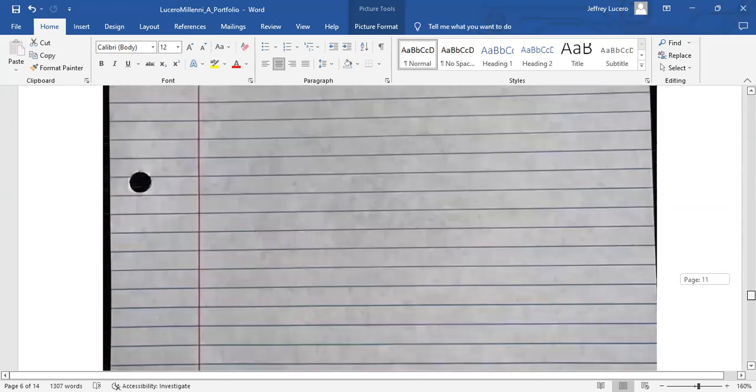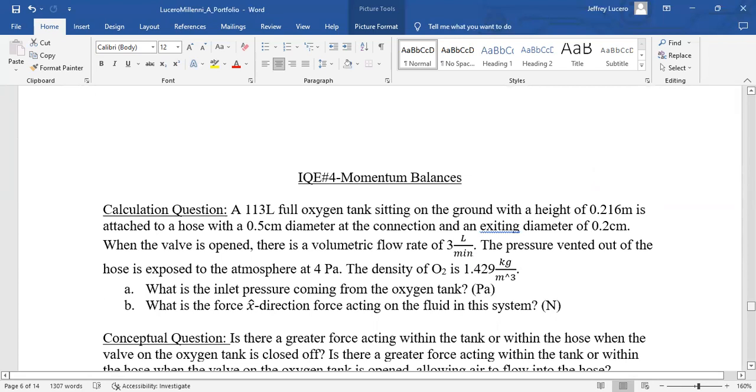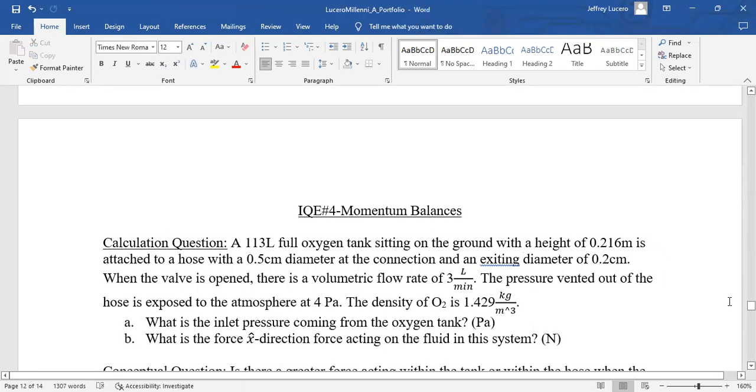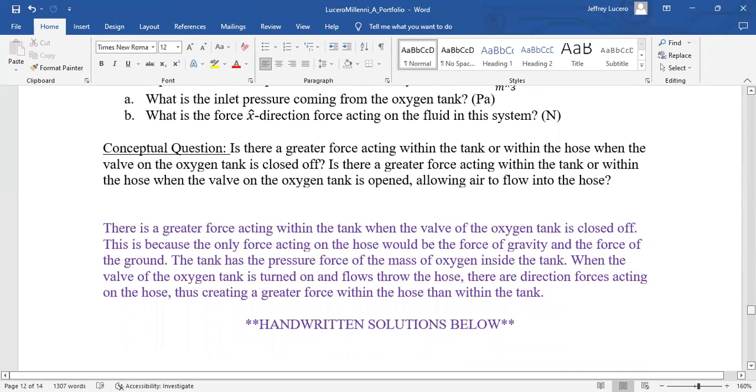For IQE number 4, I did an oxygen tank sitting on the ground. I kind of wanted to make it a little bit different. For the conceptual question: is there a greater force acting within the tank or within the hose when the valve of the oxygen tank is closed off? Is there a greater force acting within the tank or within the hose when the valve of the oxygen tank is opened, allowing air to flow into the hose?